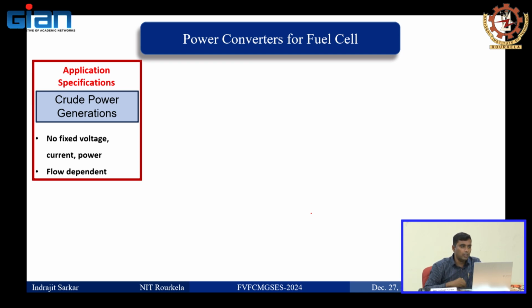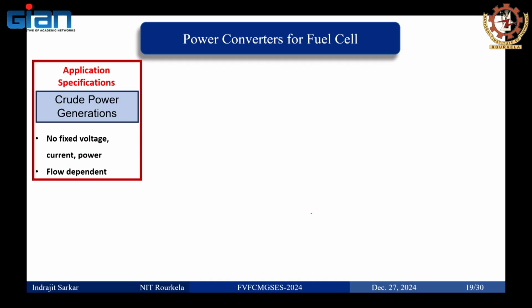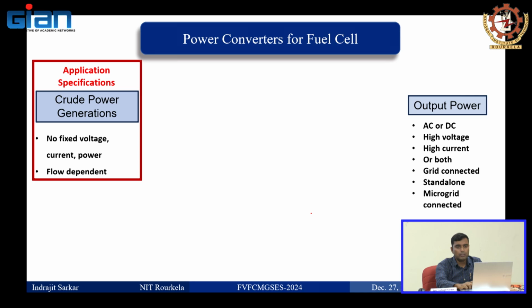So here also, the voltage that it is generating, as I have shown you in the characteristics, and the power are flow dependent, and also based on your current level the voltage comes down. You have to take care of these things. So there is no fixed voltage, current and power, and it is flow dependent. So you need what? Output requirements.